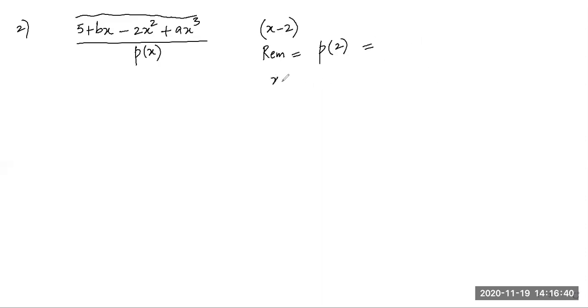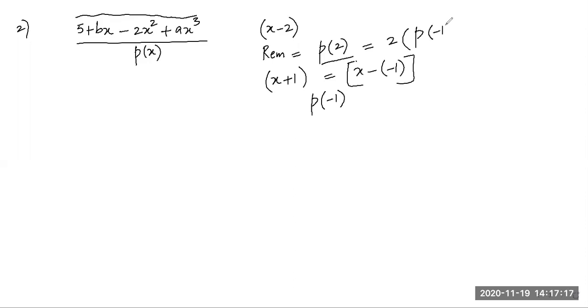Now the question is, when it will be divided by x plus 1, or I can say x minus of minus 1, when the same polynomial is divided by it, yes Monrose, you take this call. When this polynomial is divided by x plus 1, what will be the remainder? P of minus 1. Beautiful. Now he says this remainder is twice that remainder. That means this remainder p of 2 is equal to twice of what? Twice of p of minus 1. Beautiful, beautiful.